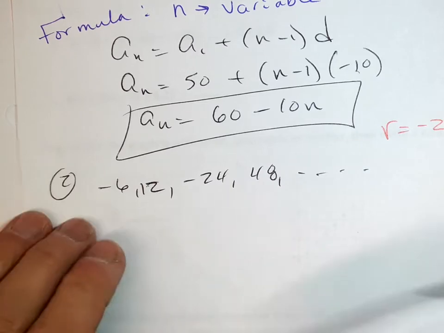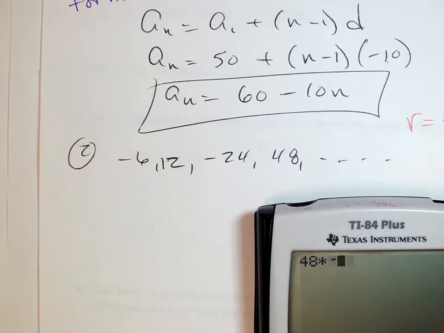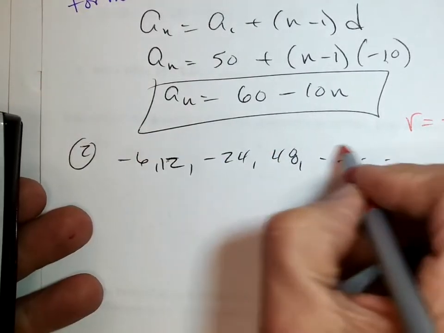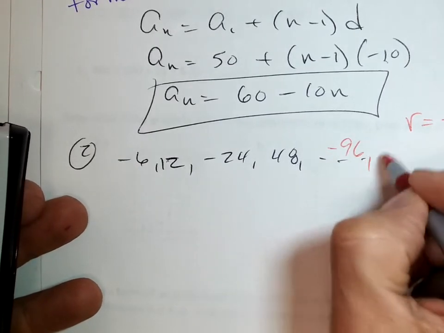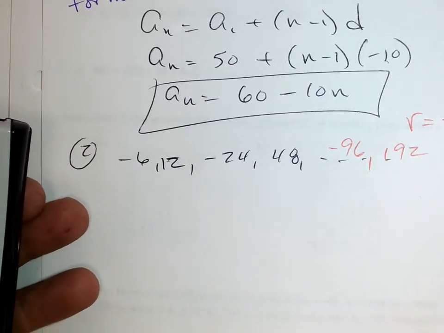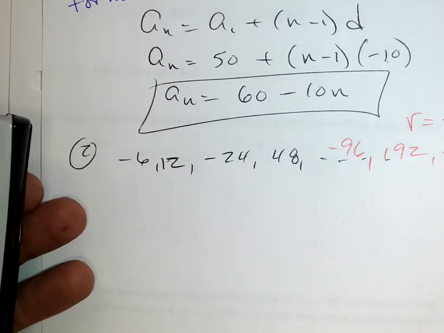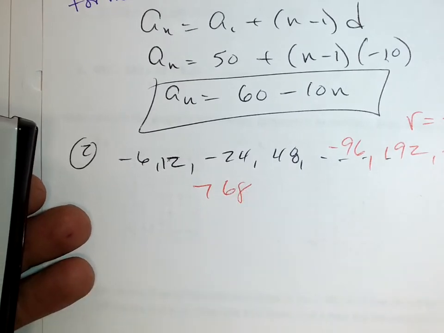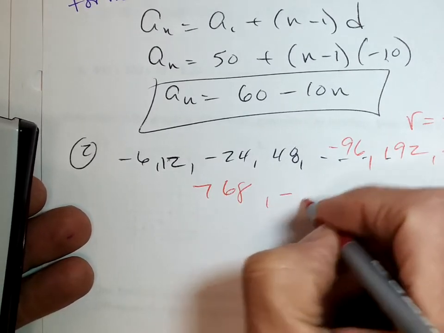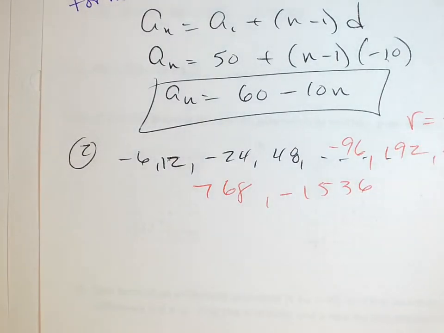So let's just make the next 5 terms. I'm going to use my calculator though. 48 times negative 2 is negative 96. Times negative 2 is positive 192, times negative 2 is negative 384, times negative 2 is 768, and then negative 1,536. Okay, that's easy, right? Everybody agree? You can get that.